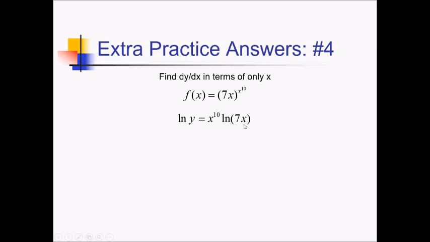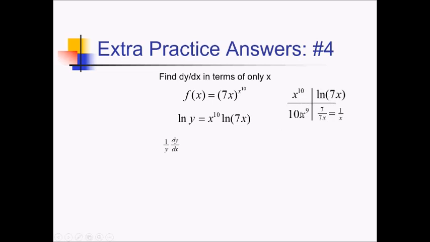Implicitly differentiating everything, I've got 1 over y times dy over dx, because y is an inner function of x, equals, now I need the product rule, so box and ribbon time. We have x to the 10th and ln of 7x, and then our derivatives, we've got 10x to the 9th, and this is going to be 1 over 7x times 7, which I could reduce to 1 over x if I wanted to. Now let's multiply it all out using the ribbon.